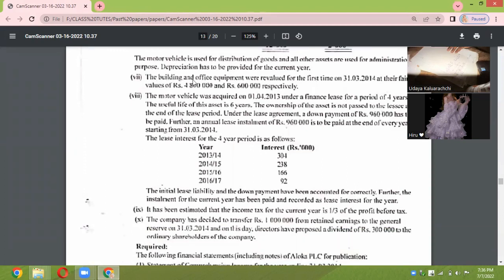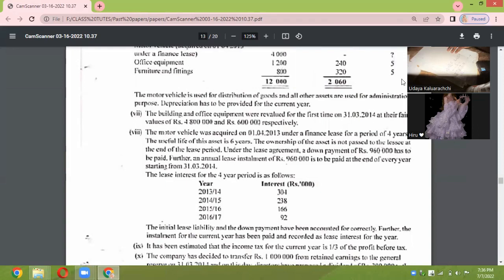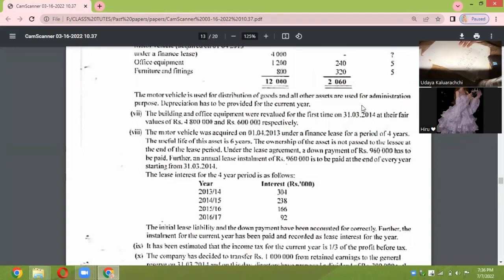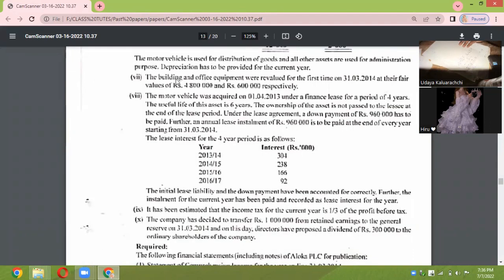The building and office equipment were revalued for the first time on 31st March 2014. එතකොට මතකයිද පුතේ අපි depreciation කරන්න කලින් අනිවාර්යයෙන්ම බලන්න ඕන purchases, revaluations, then disposals and the change in useful lifetime, right?